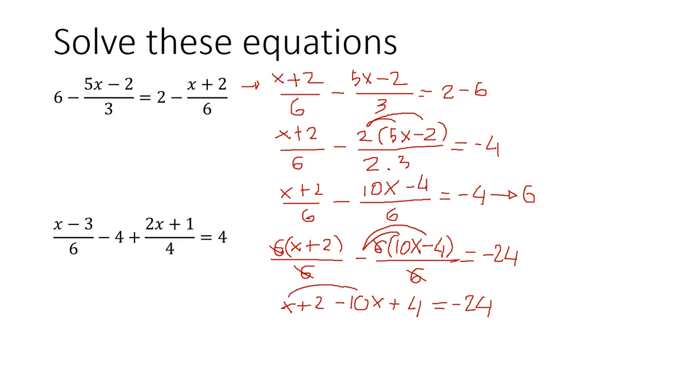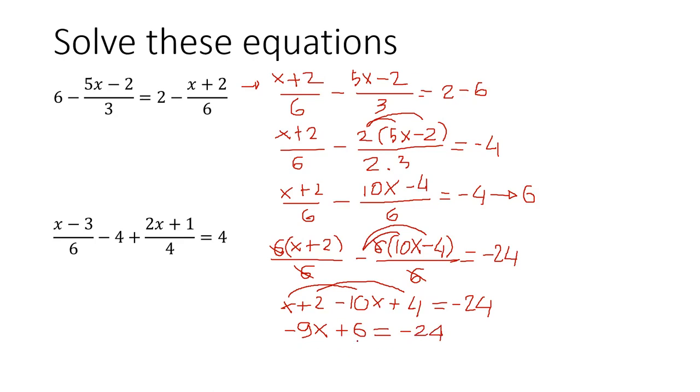Now, x minus 10x. As I informed you in my previous explanations in this video, 10x does not move, but x minus 10x means negative 9x. 1x minus 10x is going to be negative 9x. Okay. And later on, positive 2 plus 4, this is going to be 6. Okay, and negative 24 here.